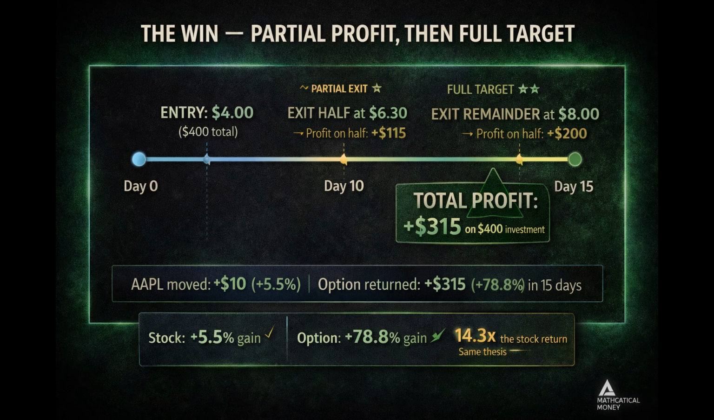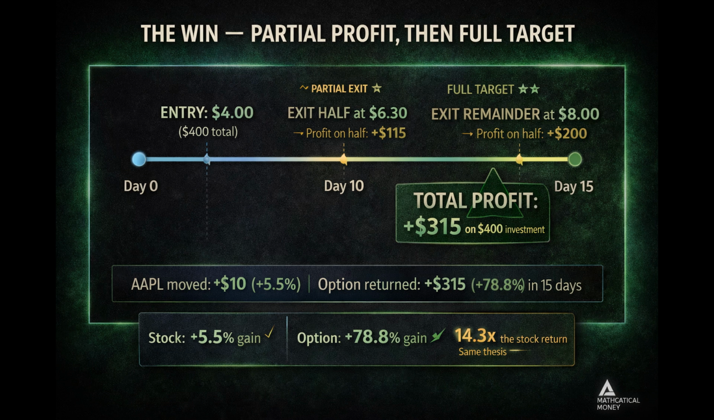Step 10. Taking profit. You decide to sell half the position at $6.30, locking in a $115 profit on the half sold, and leaving the remaining half to run toward the $8 target. This is the disciplined approach. You have secured a real profit, reduced your risk, and still have upside exposure.